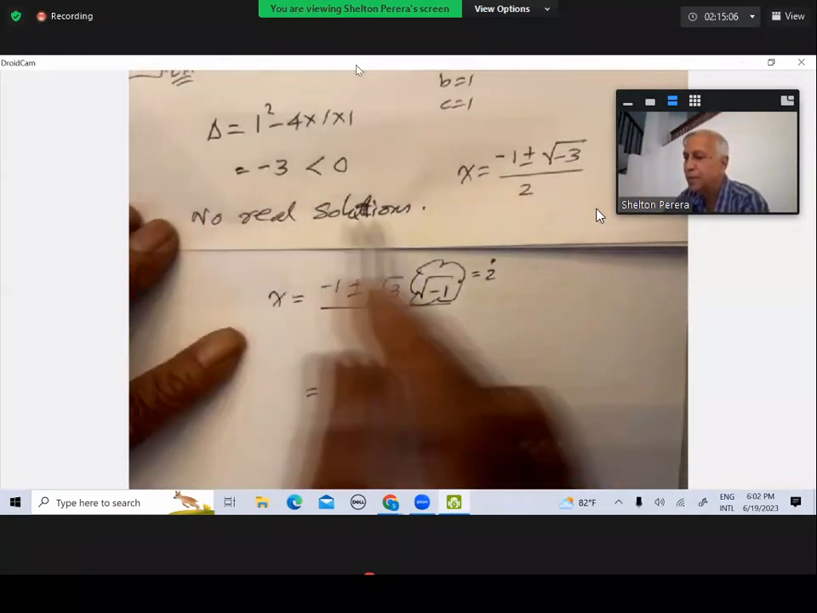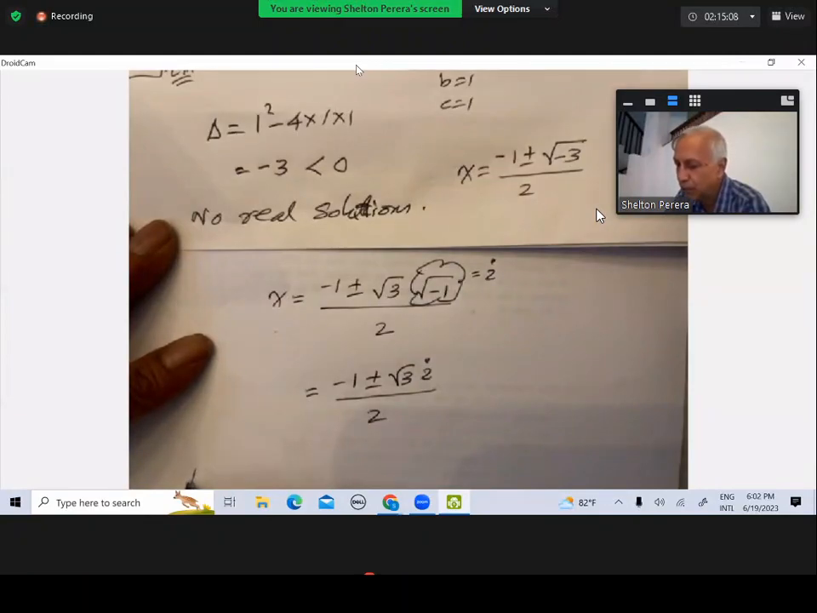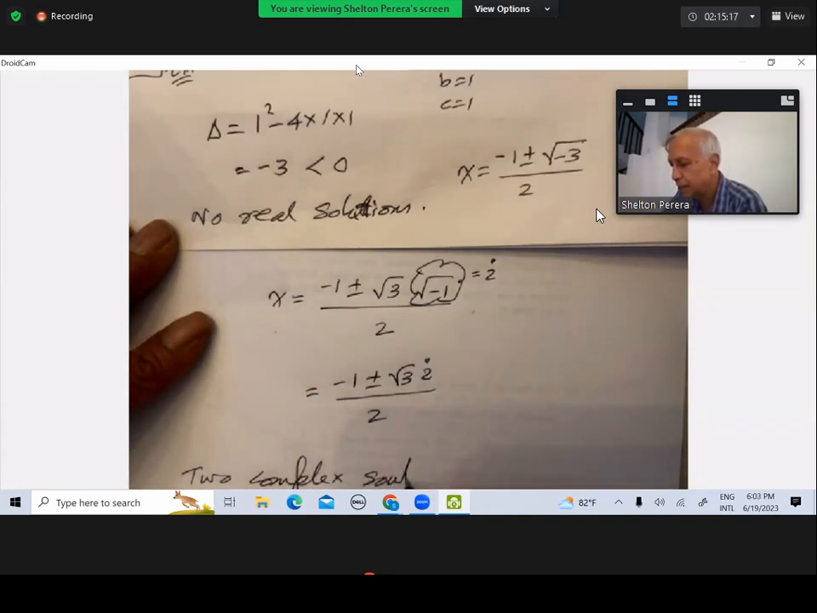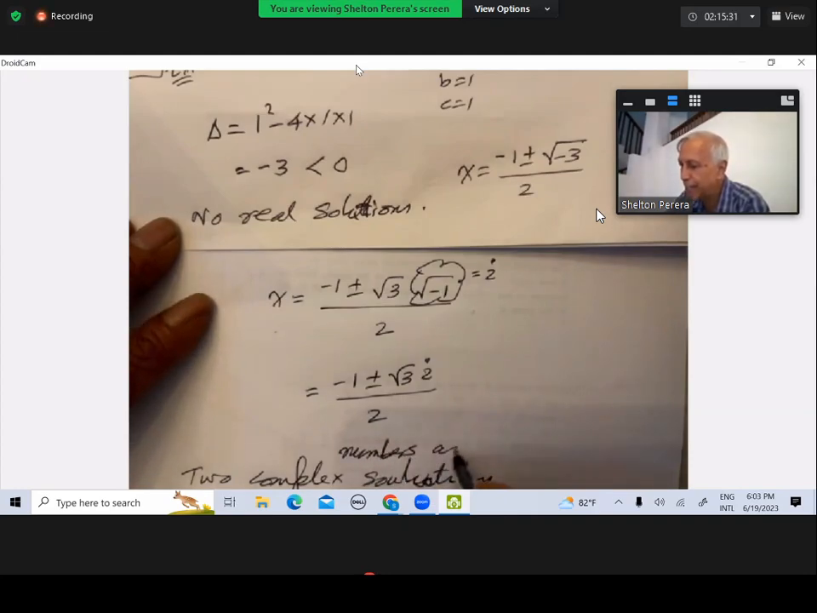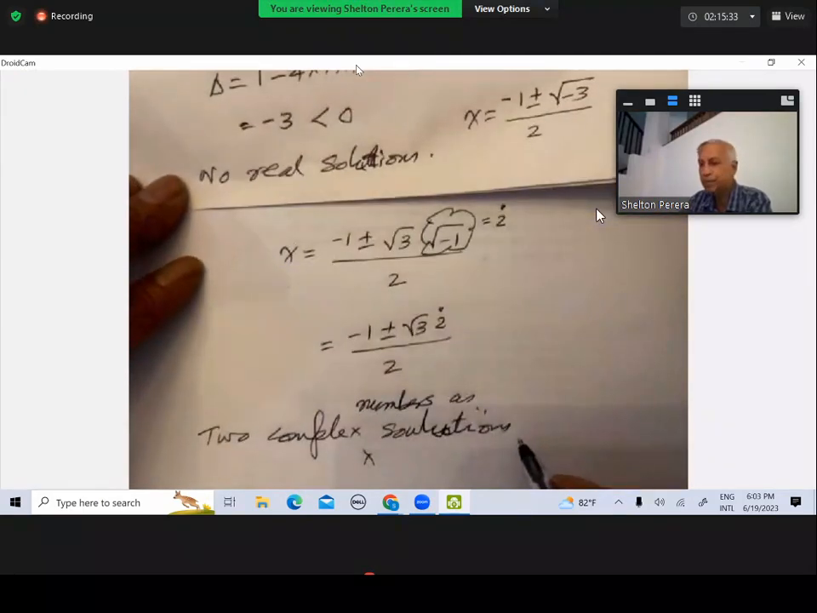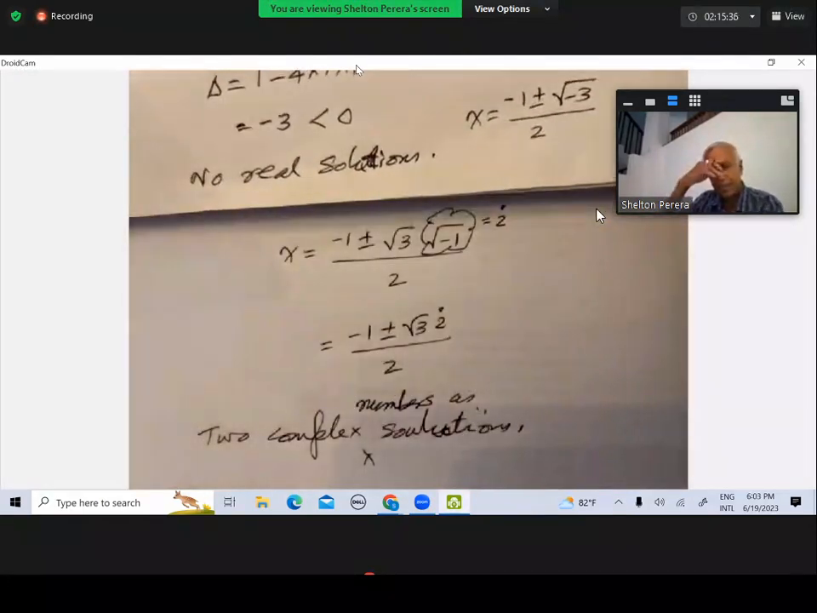No real solutions, but two complex solutions. Two complex numbers. Shall we write it like that? Two complex numbers as solutions.